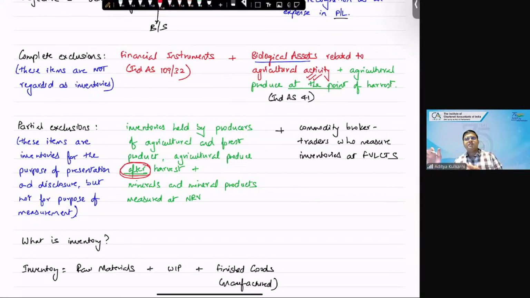First one, complete exclusions, two types: financial instruments, and biological assets and agricultural produce at the point of harvest. Partial exclusions: presentation and disclosure under Ind AS 2, measurement under the respective standards. So these include inventories held after harvest, minerals, etc., which are measured at NRV, and commodity broker traders who measure inventories at FVLCTS. Are we okay with this so far? Yes, are we okay?